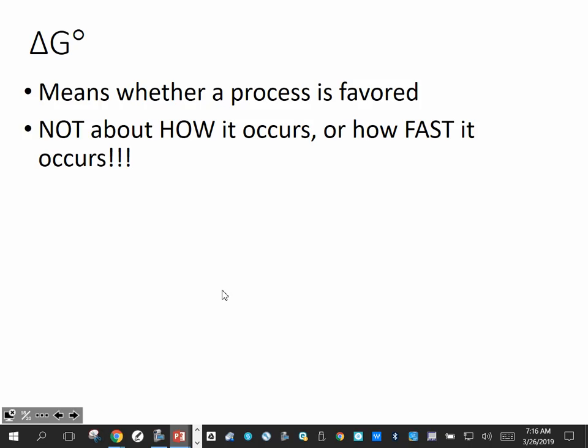Delta G naught, remember, it means whether a process is thermodynamically favored. Meaning, will the forward or reverse reaction occur on its own? That's what delta G naught is saying. It is not in any way, shape, or form concerned with how fast a reaction is occurring. That's kinetics. Remember, there is absolutely no relationship between whether a reaction occurs on its own and whether or not it occurs quickly. Those are not the same things. I know in our little heads that we think that those are the same things, but they are absolutely not.